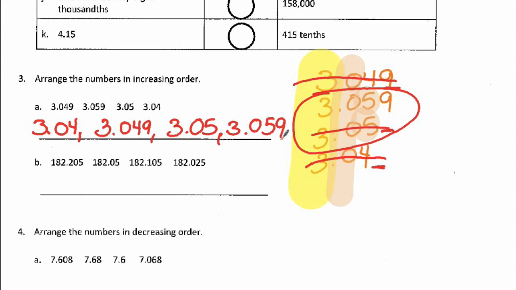If it says arrange the numbers in decreasing order, which way are you going? From biggest to smallest. If you're going in increasing order, you're going from smallest to biggest.